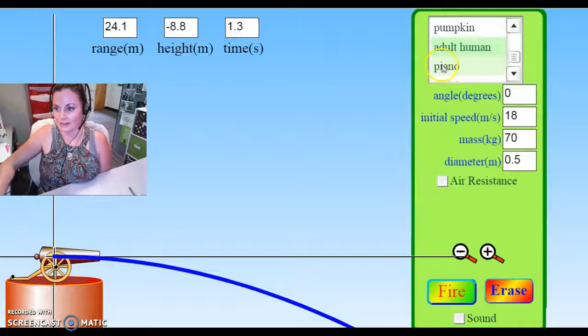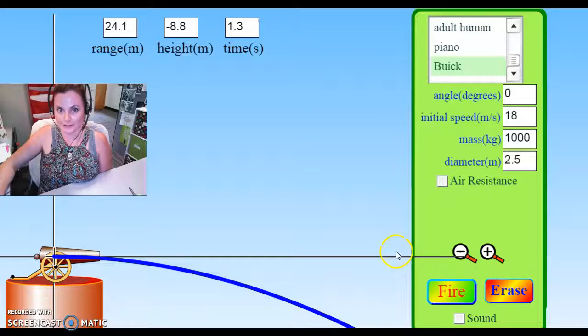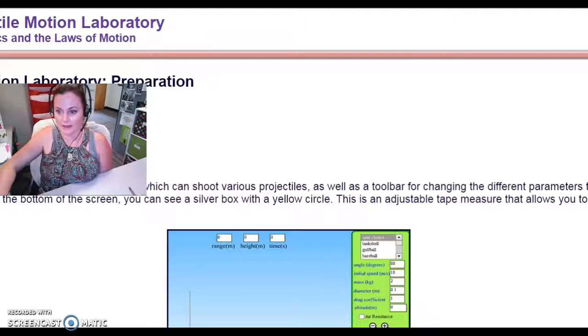Firing a person, firing a pumpkin. They're just different projectiles, right? Different masses. Hey, they keep following the same path. What? Very weird stuff there. You got to figure out why that is.